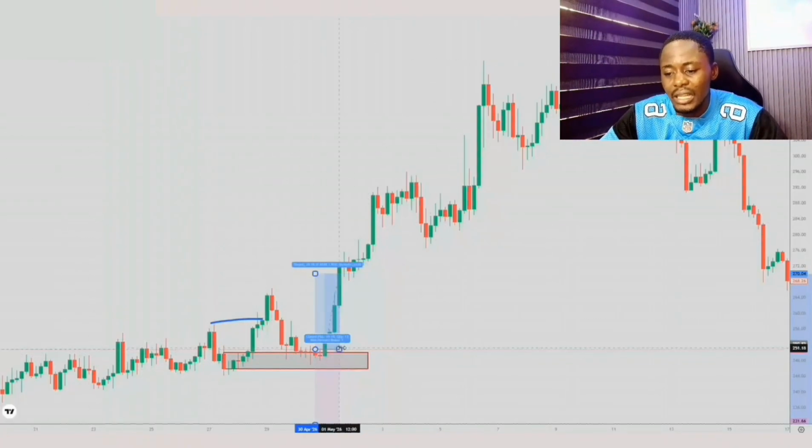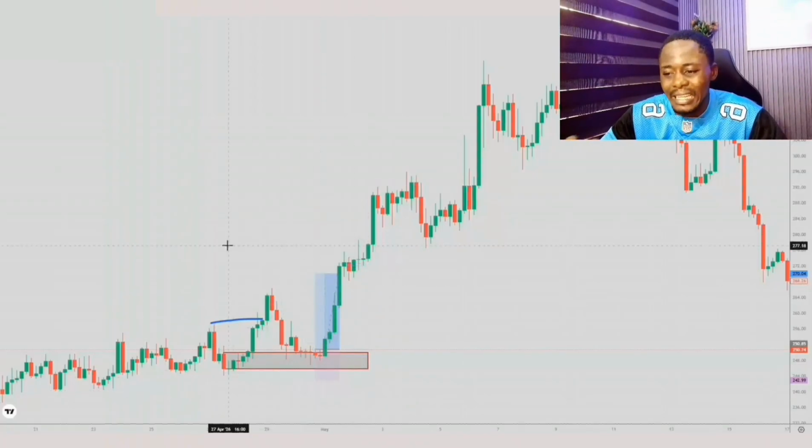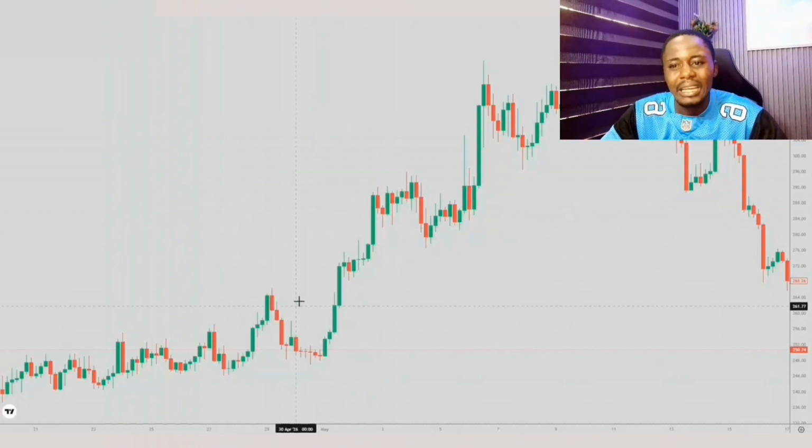So I'm just using it as an example. If this is your edge, your setup, make sure number 3 is to identify your setup. That is the number 3.